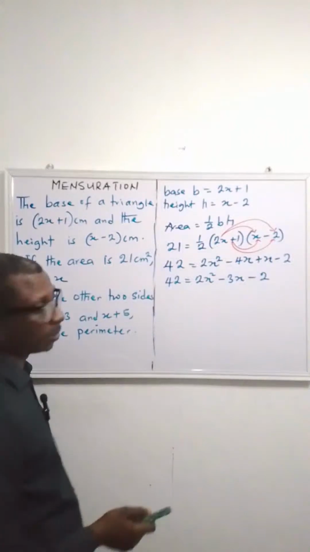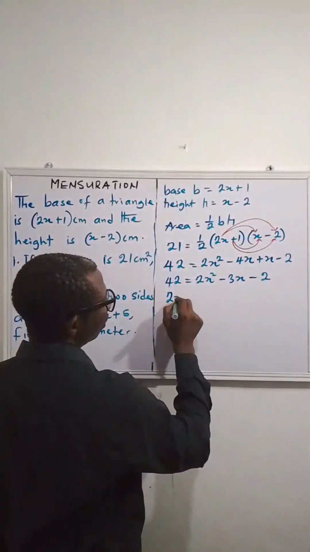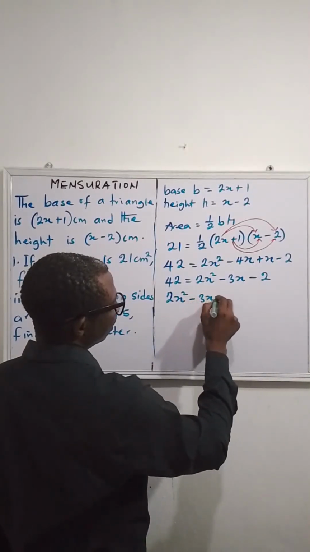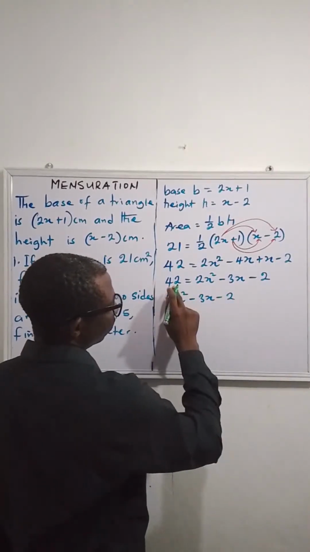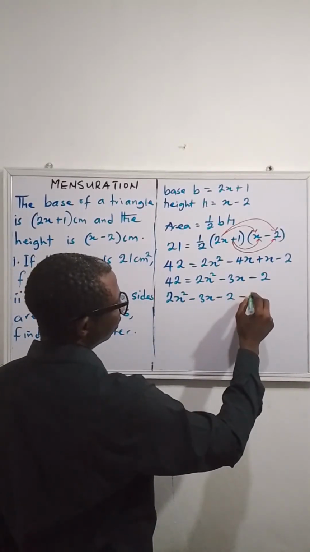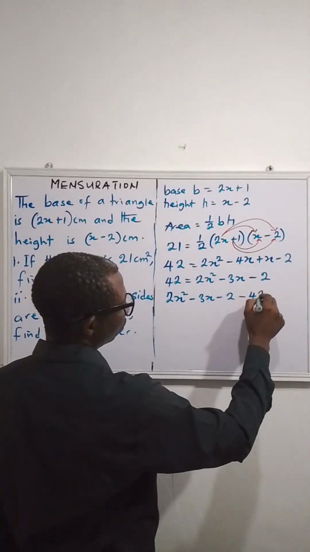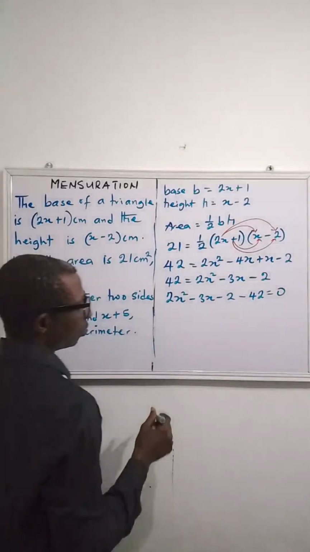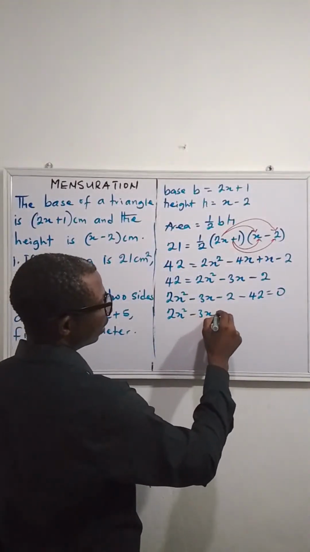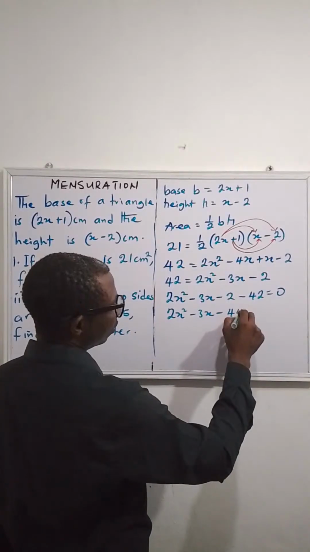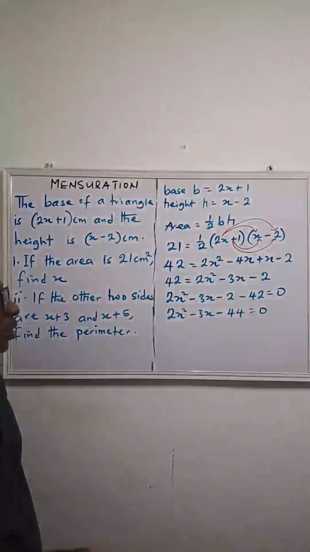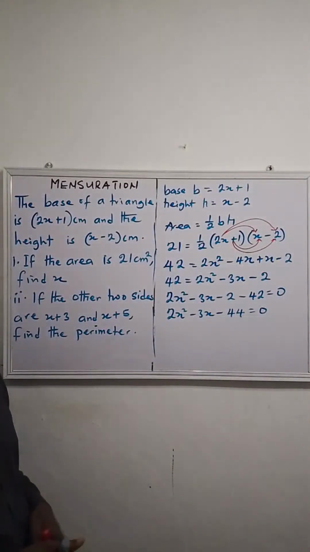Here we can rearrange to have 2x squared minus 3x minus 2, and we transpose this, so the sign changes to negative 42, and that gives you 0. So now you have 2x squared minus 3x minus 44 equals 0. So what's the next thing to do? We need to identify the sum and product.